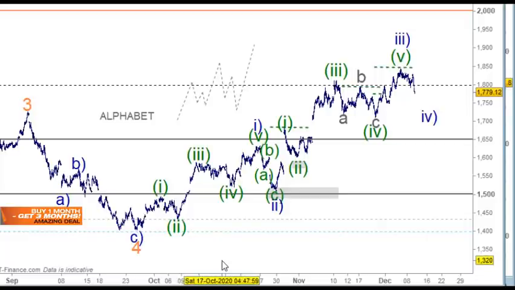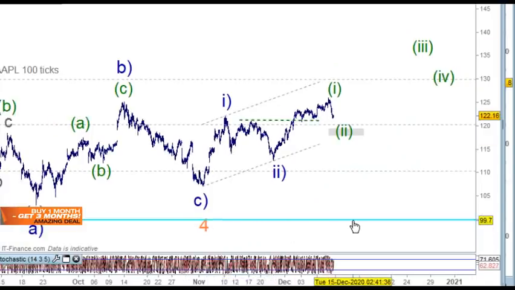So also with Apple as well, we'd been looking for an A and a B and a C. Quite happy with that. We've got an impulse wave here, an A and a B and a C for wave 2 here. Then we're looking for 5 waves up here, and then we're looking for a corrective move back to the box here, the 50-60% retracement level. So that's on cue there as well.